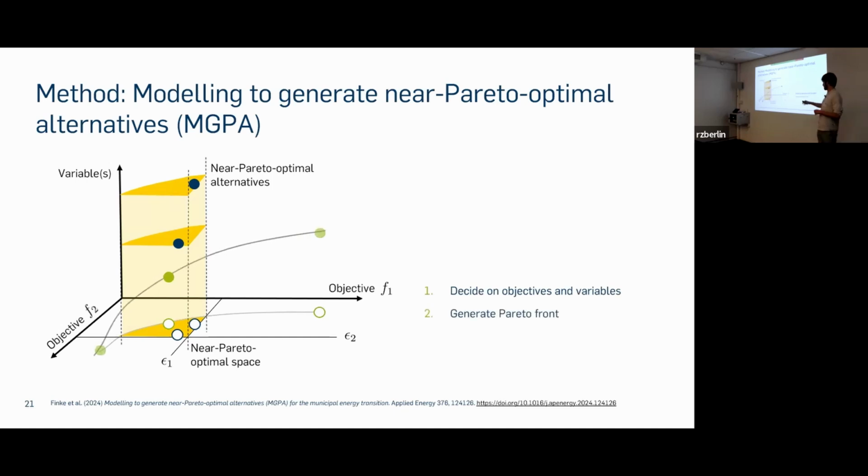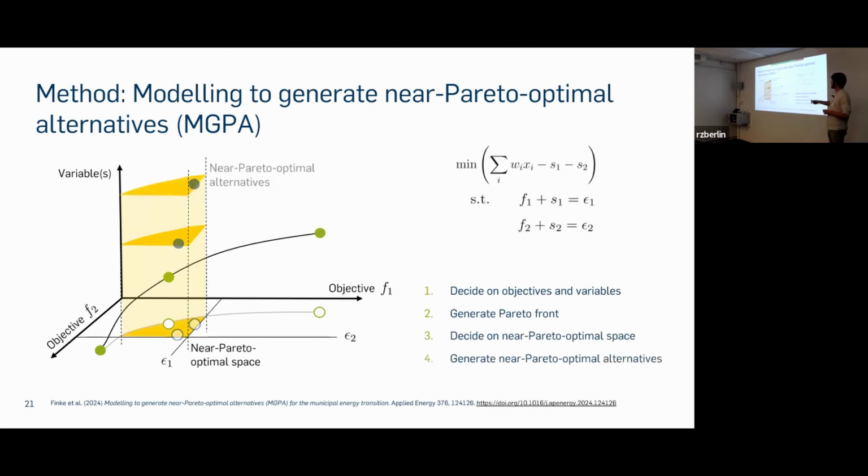Practically, we do that by first deciding on objectives and variables. Then we generate the Pareto-Front. Then we define what we mean by near optimal. And then finally, we generate these alternatives by solving this problem. And that's really a combination of the epsilon-constraint and the MGA approach.